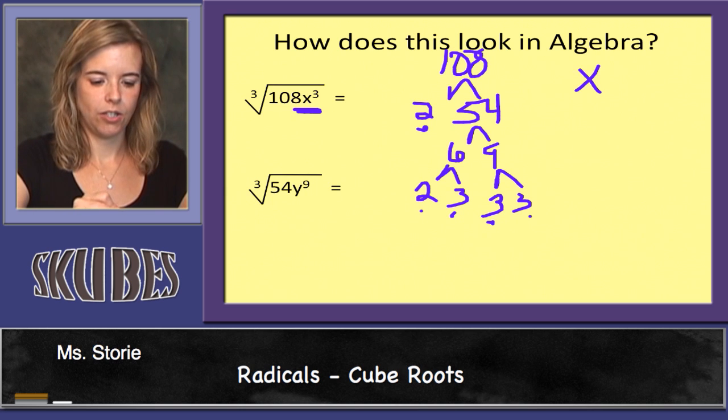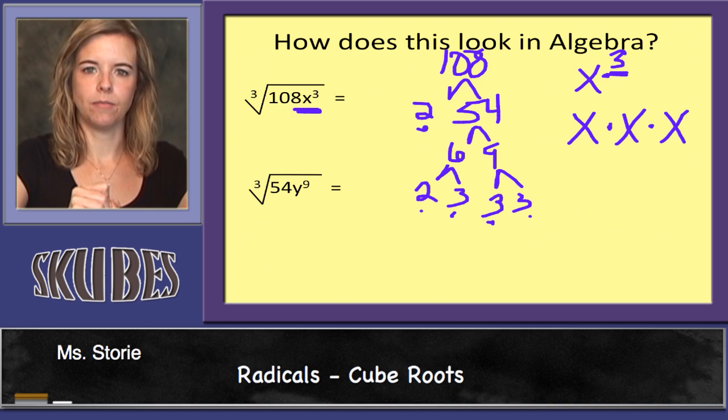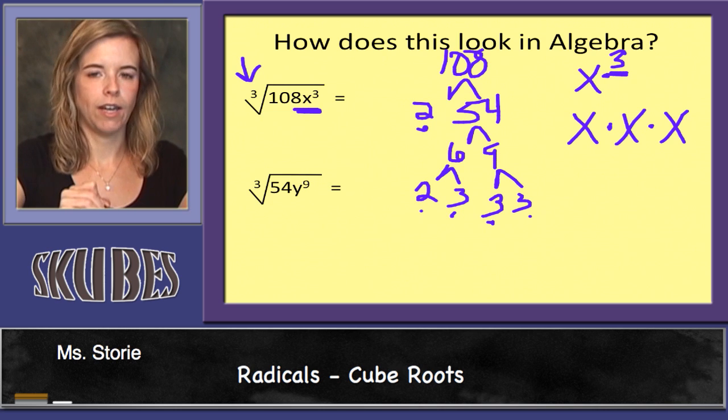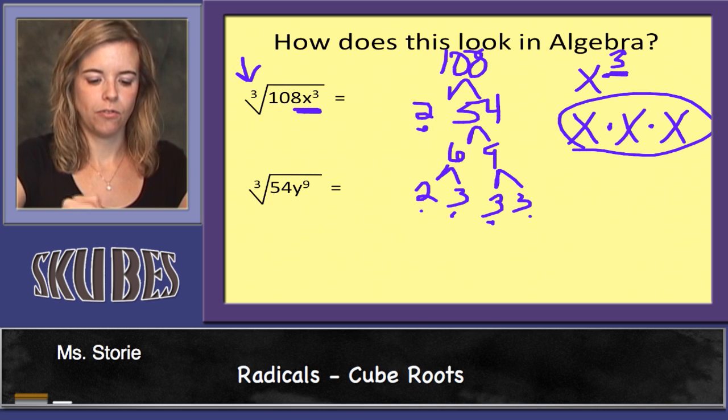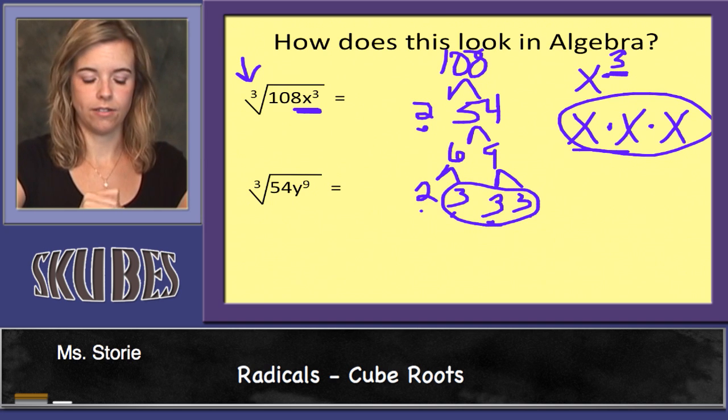Now if I have x cubed, that means that the exponent tells me how many times in a row I need to write my variable. So I have 3, so I need to write them 3 times. My index is telling me find groups of 3. I have a group of 3 of x right there. Then I have a group of 3 3s.